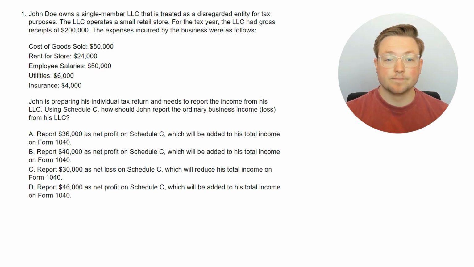All right, here's the first question. John Doe owns a single member LLC that is treated as a disregarded entity for tax purposes. The LLC operates a small retail store. For the tax year, the LLC had gross receipts of $200,000. The expenses incurred by the business were as follows: cost of goods sold, $80,000, rent for the store, $24,000, employee salaries, $50,000, utilities, $6,000, insurance, $4,000. John is preparing his individual tax return and needs to report the income from his LLC. Using the Schedule C, how should John report the ordinary business income or loss from his LLC?